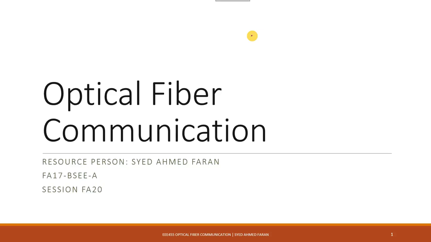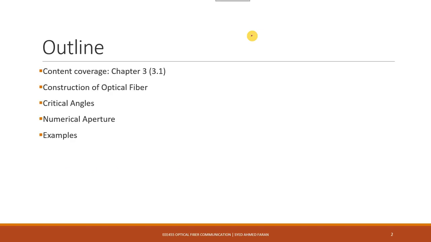We are starting week number 3 of this lecture. In this week, the first lecture is about chapter number 3, more specifically section number 3.1. In this section, we will discuss what exactly an optical fiber is and how it is made. We will discuss some critical angles.